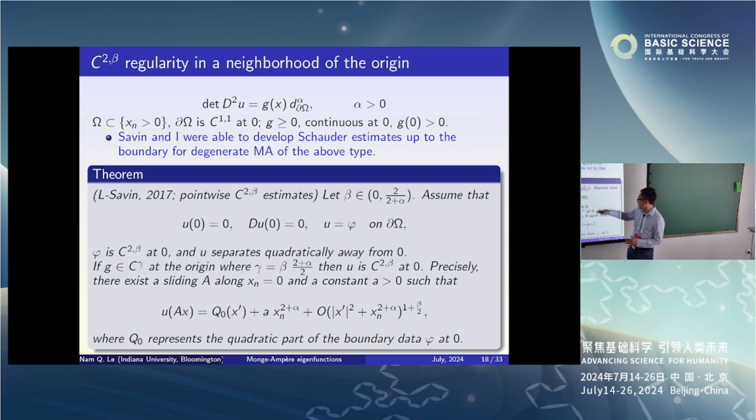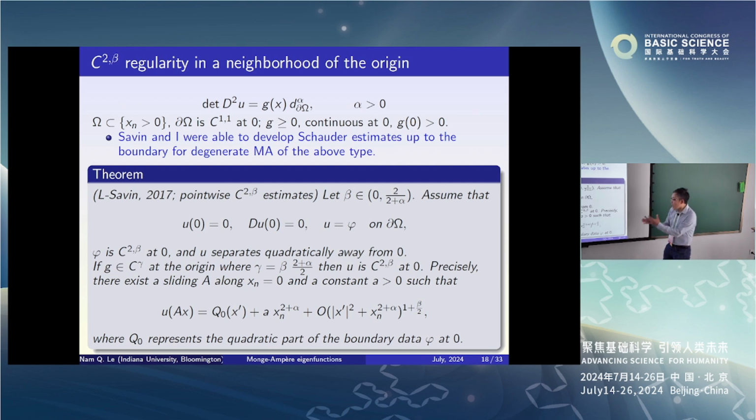We assume that the boundary data of the solution is C2 beta at the origin, and the solution also separates quadratically away from 0. And now we assume that the ratio function G is C gamma at the origin. When I do not say anything, C gamma means C gamma with respect to the Euclidean metric. However, if we come back to the case of the degenerate metric, there's a way to transfer the C gamma in Euclidean to the degenerate metric. So this relation between gamma and beta allows you to say that G here is now C beta with respect to the degenerate metric. This is just a simple relation.